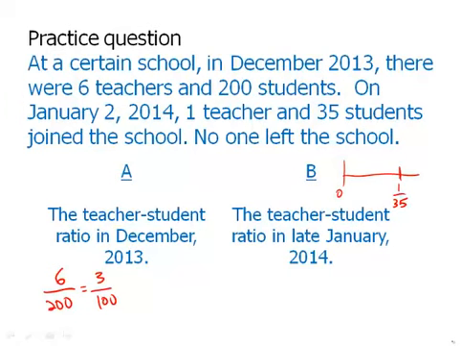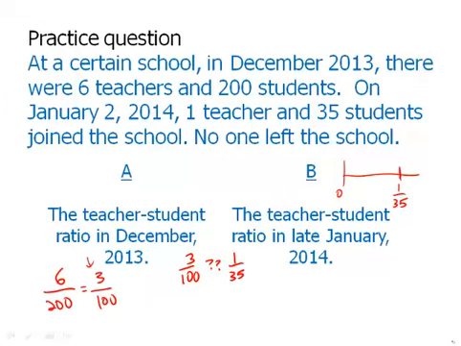Well, if 1 over 35 is bigger than this fraction, then adding 1 to the numerator and 35 to the denominator will make the fraction bigger. But if 1 over 35 is smaller than 3 over 100, then adding 1 to the numerator and 35 to the denominator will make it smaller. So it really comes down to a question of which one is bigger. Is it 3 over 100 or 1 over 35?